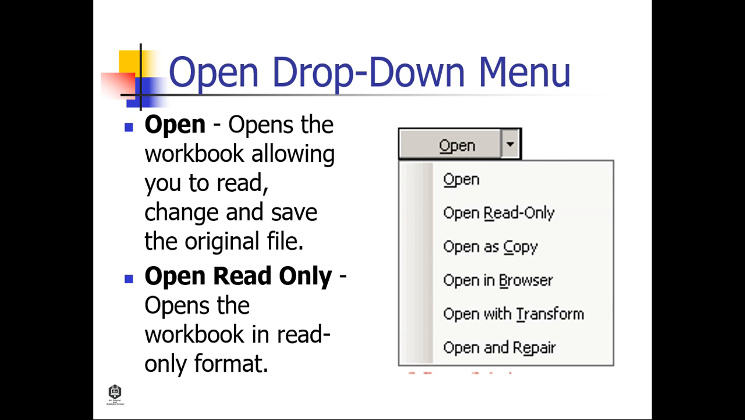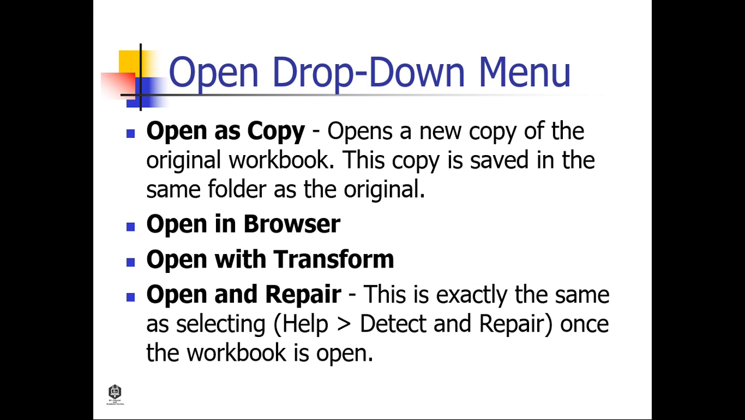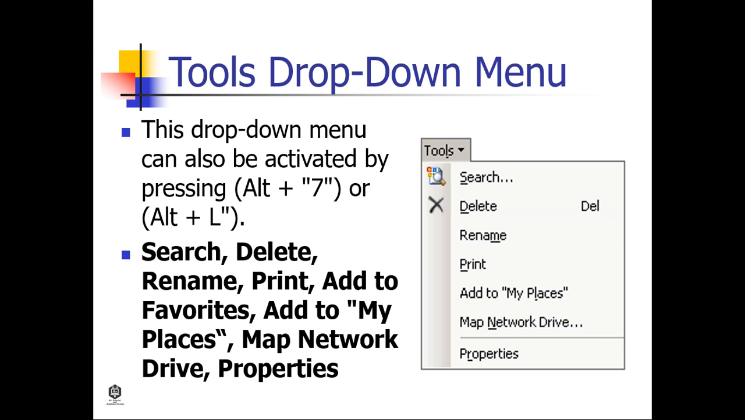In terms of the Open drop-down menu, Open opens the workbook allowing you to read, change, and save the original file. Open Read-Only opens the workbook in read-only format. Open as Copy opens a new copy of the original workbook. This copy is saved in the same folder as the original, followed by Open in Browser, Open with Transform, and Open and Repair. This is exactly the same as selecting Help, then Detect and Repair once the workbook is open.